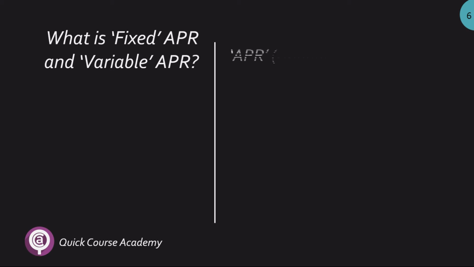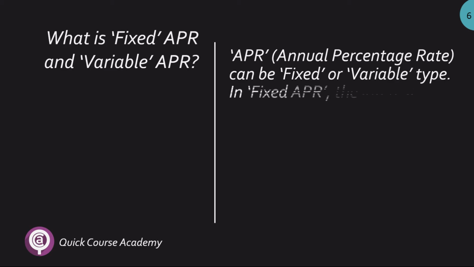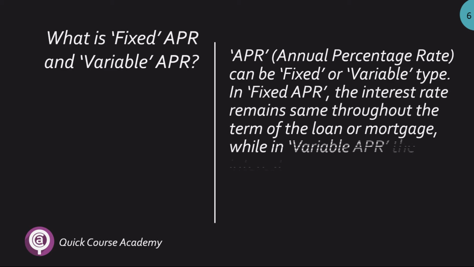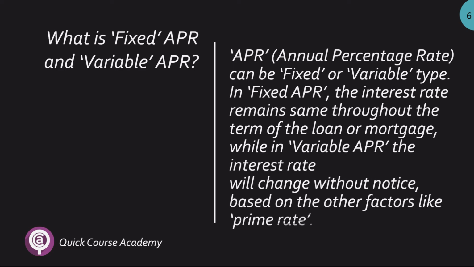What is fixed APR and variable APR? APR, annual percentage rate, can be of fixed or variable type. In fixed APR, the interest rate remains the same throughout the term of the loan or mortgage, while in variable APR, the interest rate will change without notice based on other factors like the prime rate.